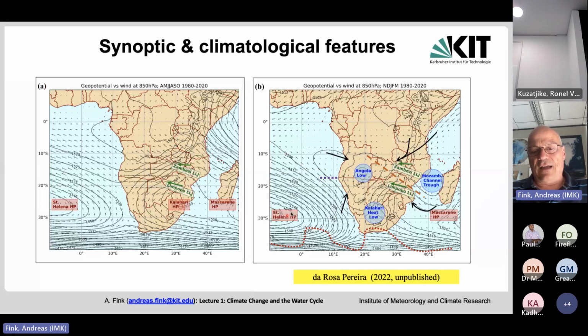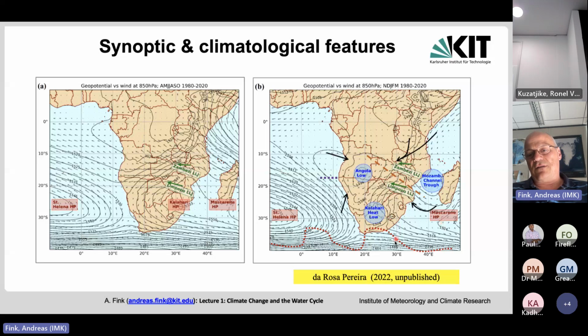If you have larger values, you have a high pressure system at that level, also at the surface. For example, here we have the St. Helena high pressure system, the St. Helena anticyclone, as we say, where the number means it's 1,548 meters above ground. We have here at the eastern edge the Mascarene anticyclone.